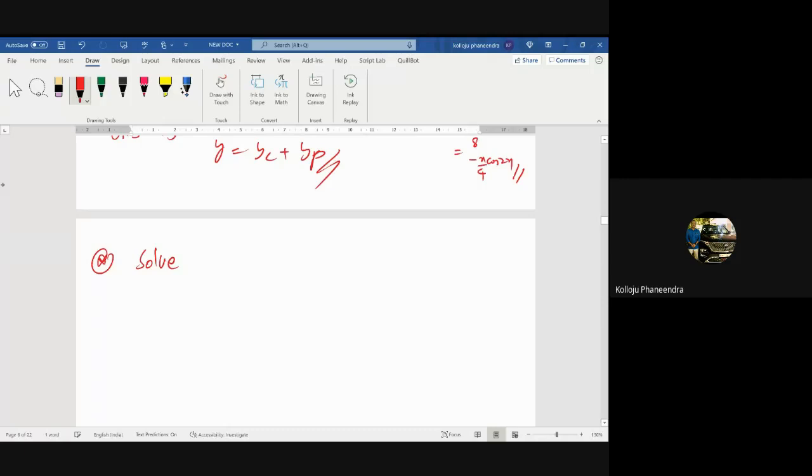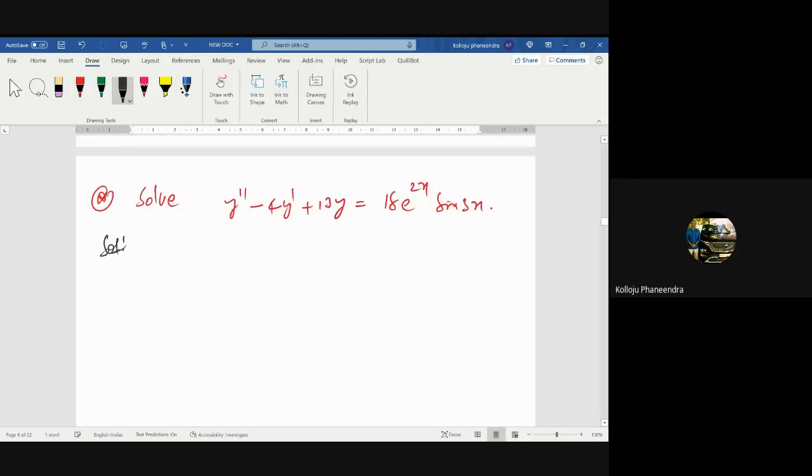Solve y double prime minus 4y dash plus 13y equal to 18 e power 2x into sine 3x. Solution. What is the operator form? Y double dash stands for d square, so d square minus 4d plus 13 into y equal to 18 e power 2x sine 3x. Equation 1.